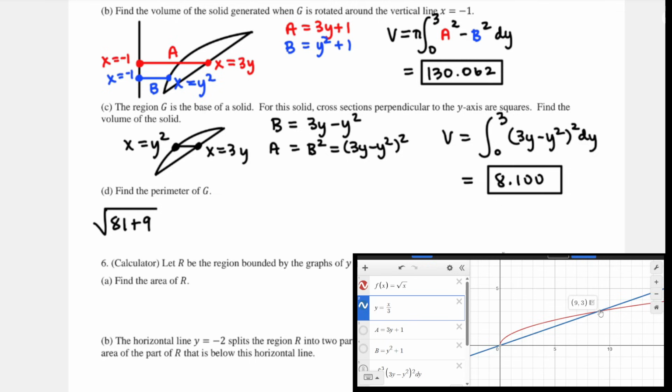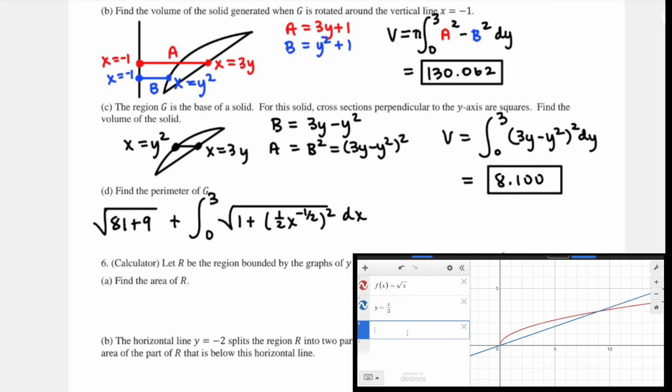That'd be the length of the line segment, plus the integral from x equals 0 to x equals 3 of the formula that involves the slope of red. So it's the square root of 1 plus the derivative squared. The derivative of x to the 1/2 is 1/2 x to the negative 1/2. If I was going to use this for more than one thing, maybe I'd simplify it, but I'm just going to let the calculator do the work.